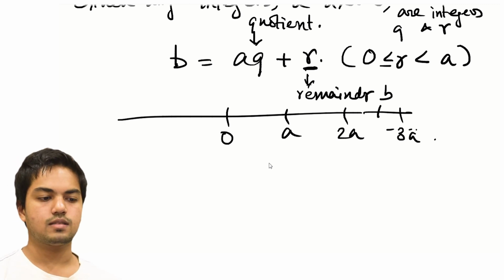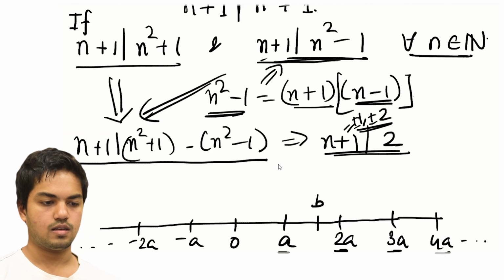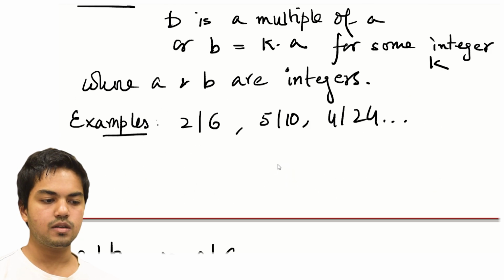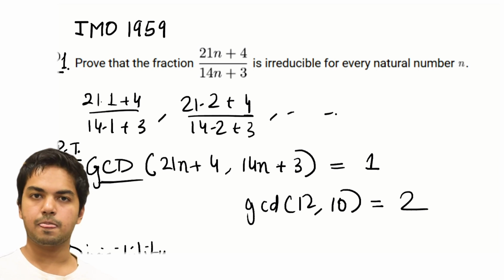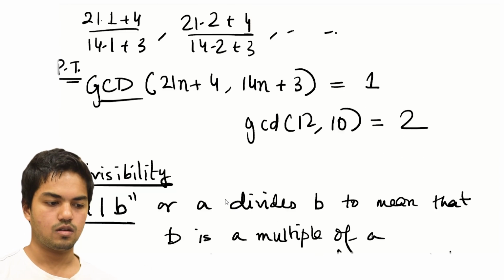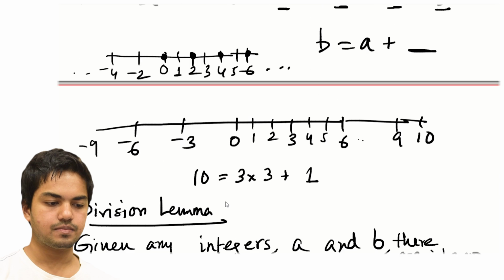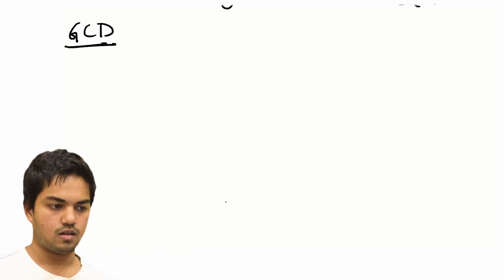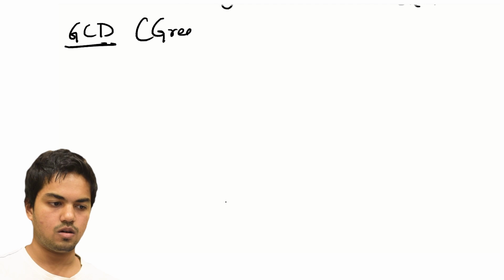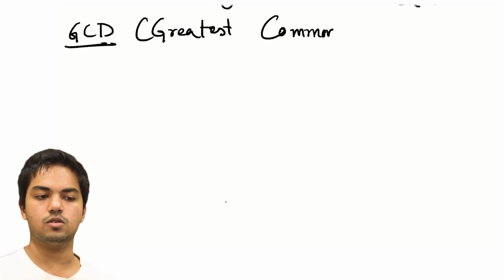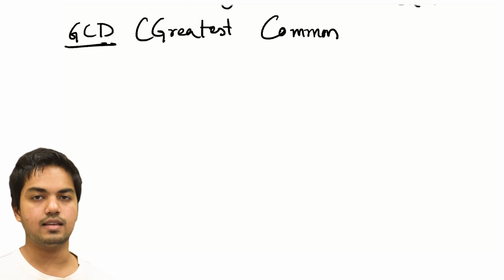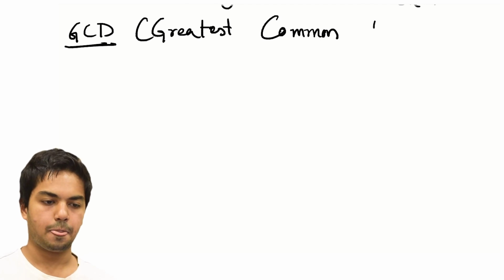Now, why do all this? Remember that the problem that we were trying to solve asks us about the GCD. Let's do that. What is the GCD? The greatest common divisor. Some of you might know this by the name of the highest common factor, the HCF. Same thing.